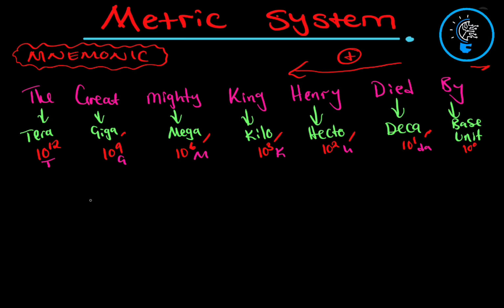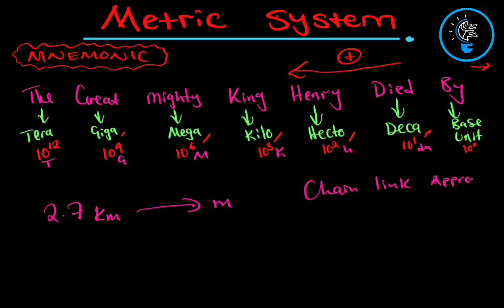Let's begin with a simple example. Let's say we have 2.7 kilometers and we're told to convert it into meters. How can we use this metric system to convert into meters? You do it by using what we call the chain link approach. You begin with the given value, then you multiply it by the conversion factor.